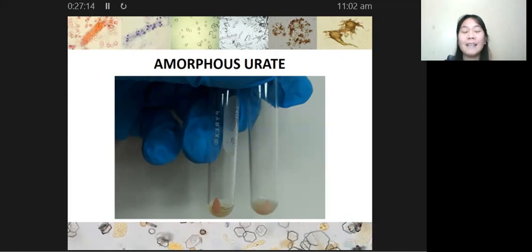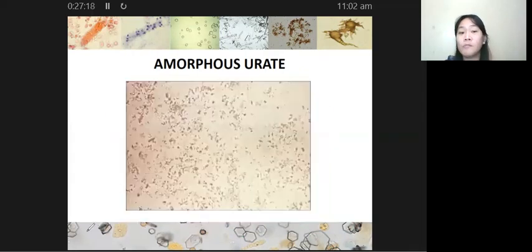Alright, so next, ano naman ang itsura niya under the microscope? So yun yung macroscopic appearance niya. Under the microscope, ganito siya. Okay, so if you can still remember dun sa video na binigay namin ni Sir Ruben, sabi niya, sometimes pwedeng mapagkamalan na bacteria ang amorphous urate.